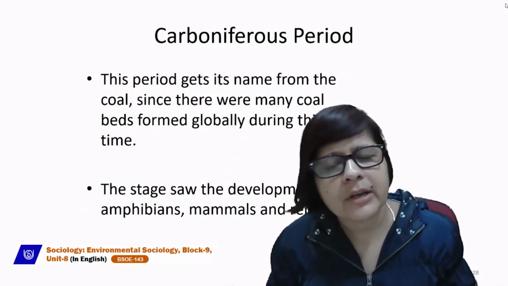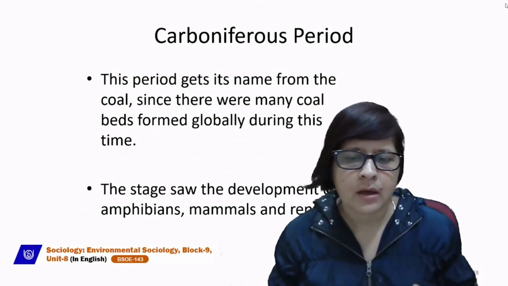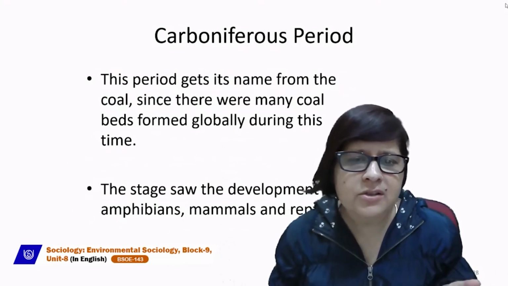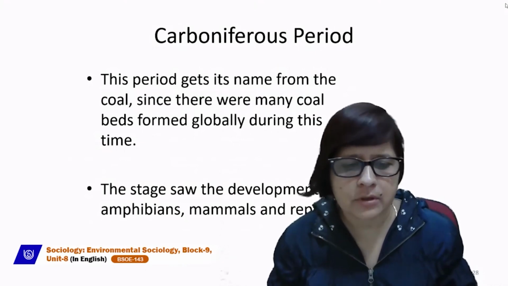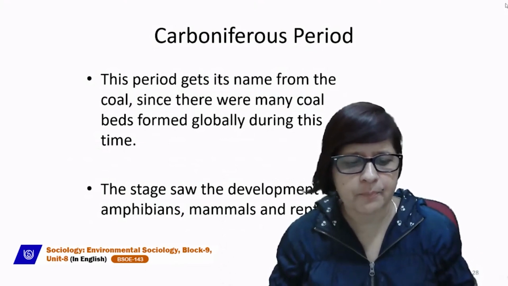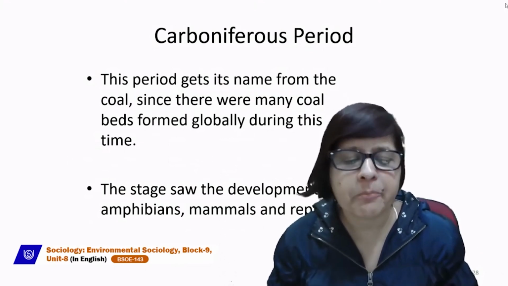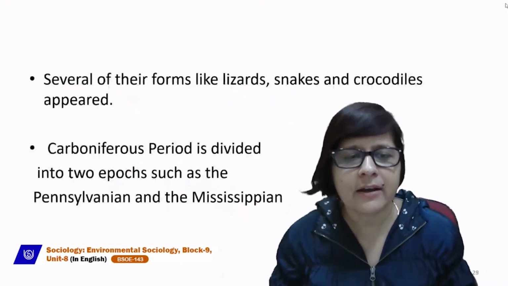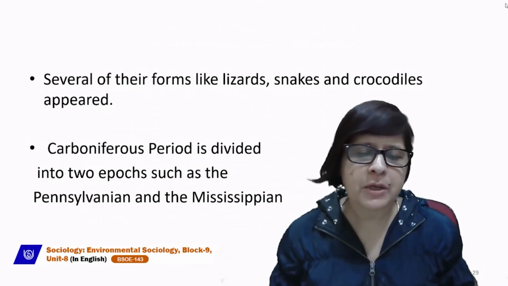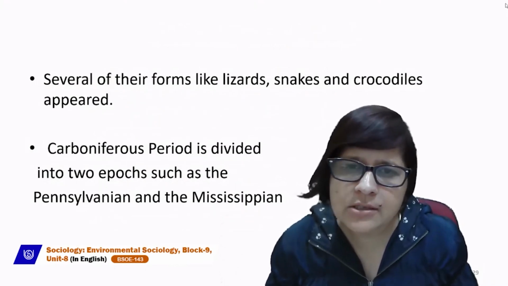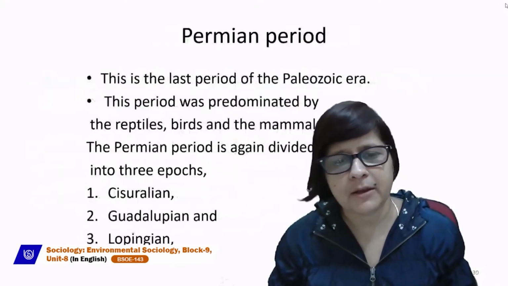Then comes the Carboniferous period. It gets its name from the coal, because during the Carboniferous period, various coal beds were formed globally. This was a period of the development of mammals, amphibians, and reptiles. The Carboniferous period was further divided into epochs, that is the Pennsylvanian and Mississippian.